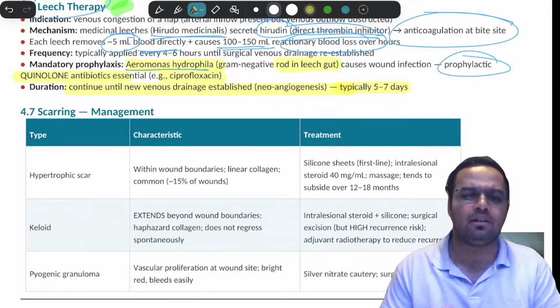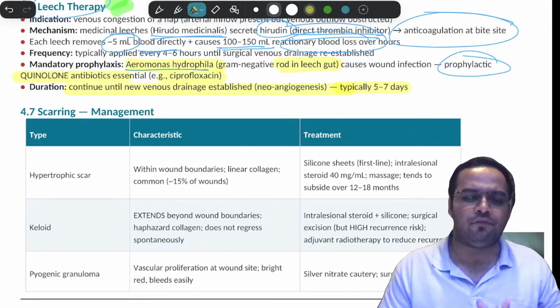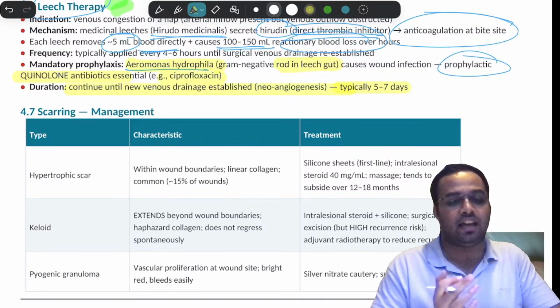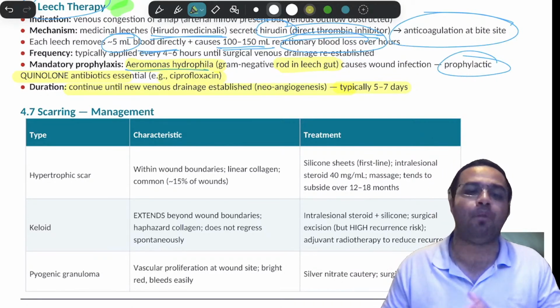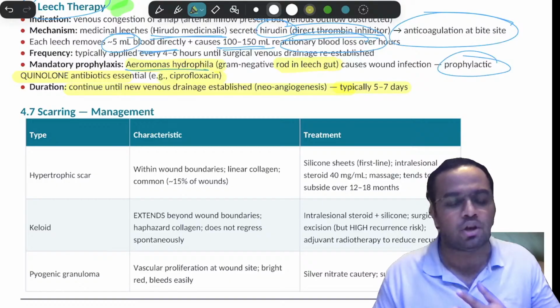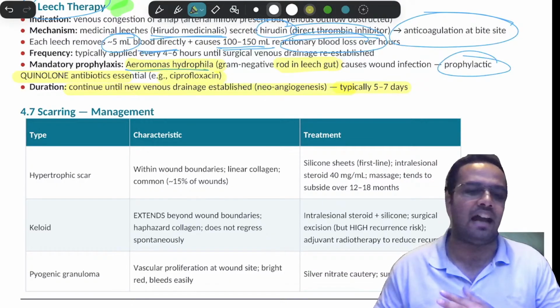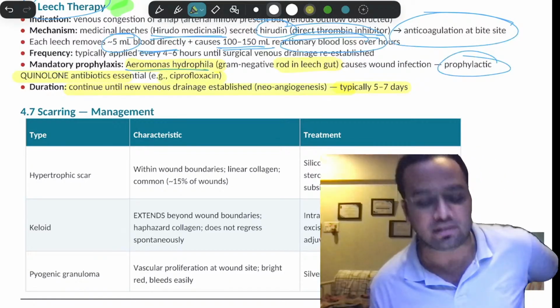So getting to the end of the flap, we have seen the different types of flaps. We have seen the Nahai classification for the muscle pedicles. It is very important. It has come in NEET SS 2-3 times. Also it has come in NEET PG once. So that type of classification is very much important when you are studying surgery.